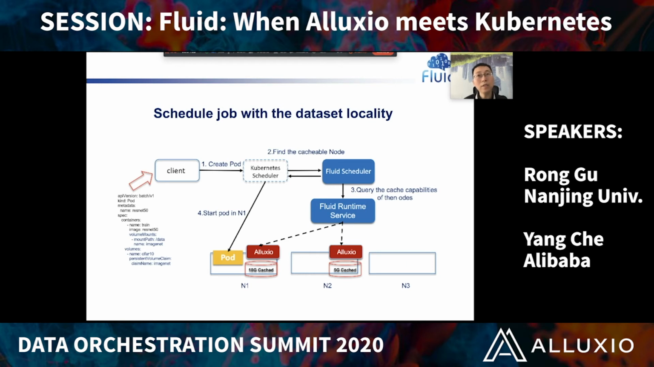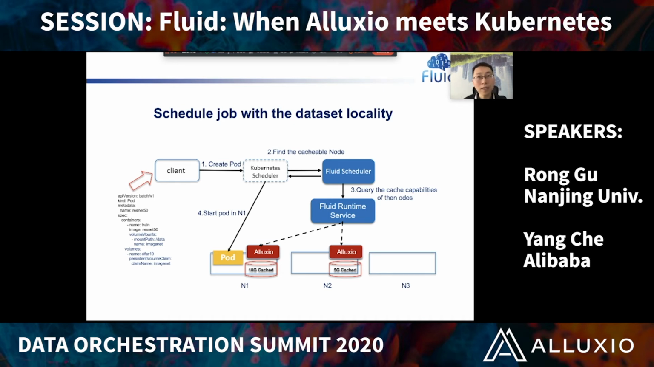And when you run the same training job several times, some of the data is already cached into some node. But the user is not aware of that. When you use Fluid, the scheduler will make it transparent to the end user, but get a very good result.